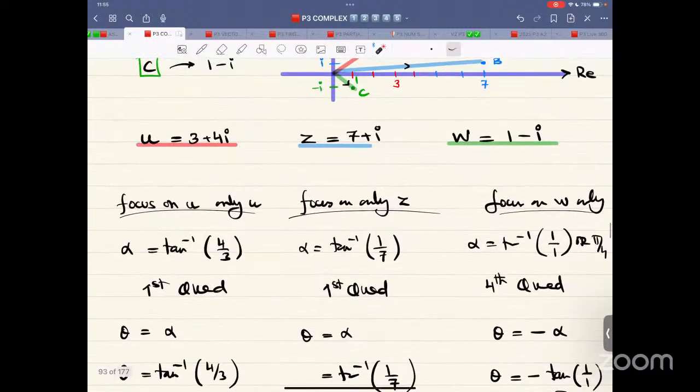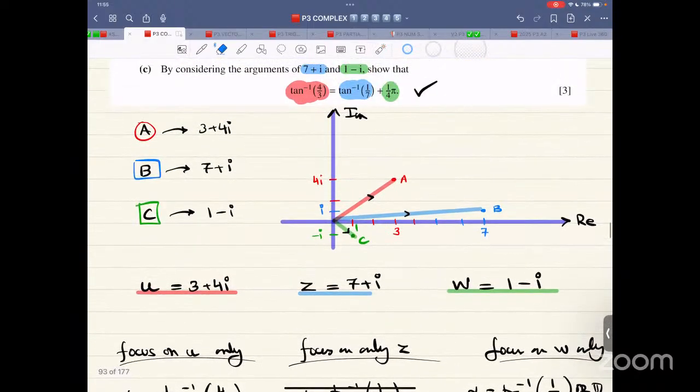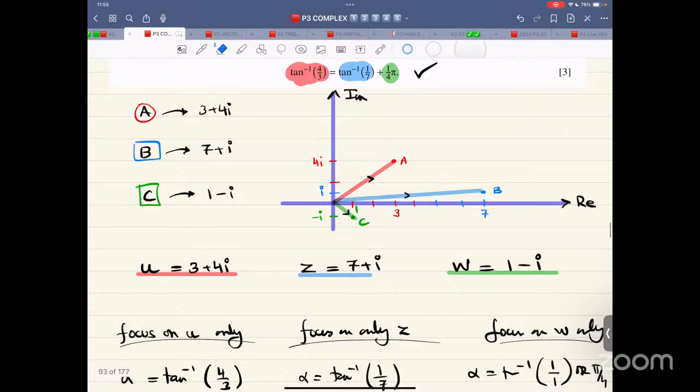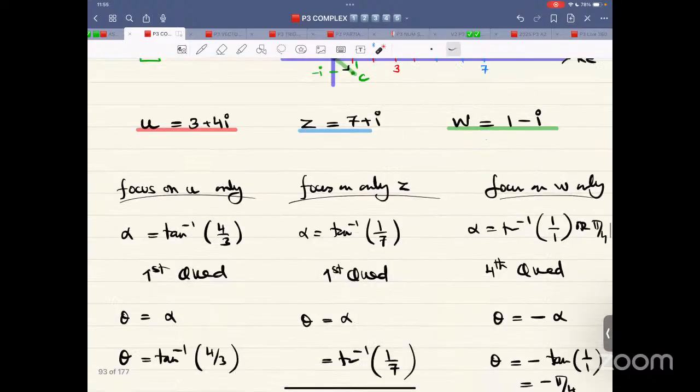Now, focus. I have written u twice. Okay, focus on z only. So now I'm calling it z. So z is 7 plus i. Now, where is z? 7 plus i, that's also in the first quadrant. The height is 1. The base is 7. So alpha is tan inverse of 1 over 7. First quadrant, theta is alpha.